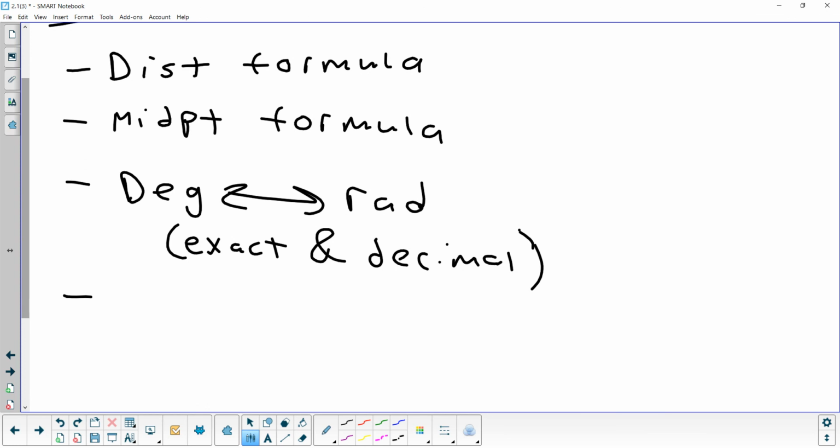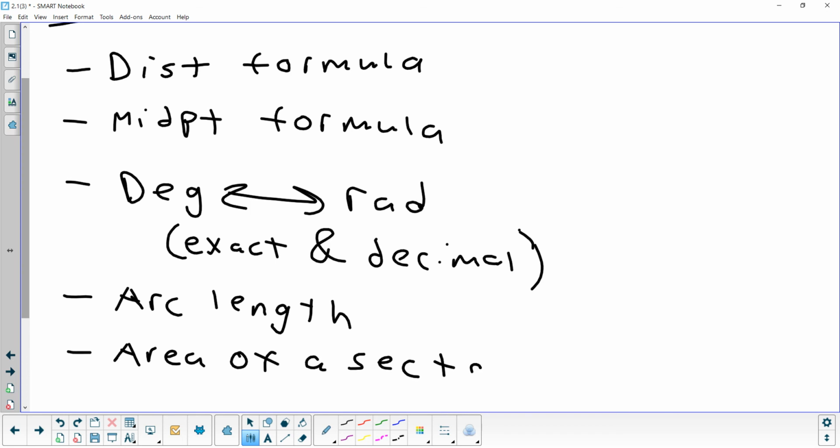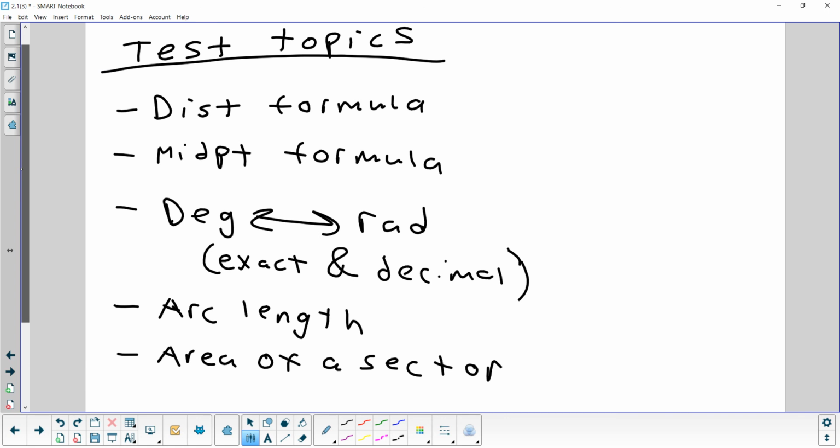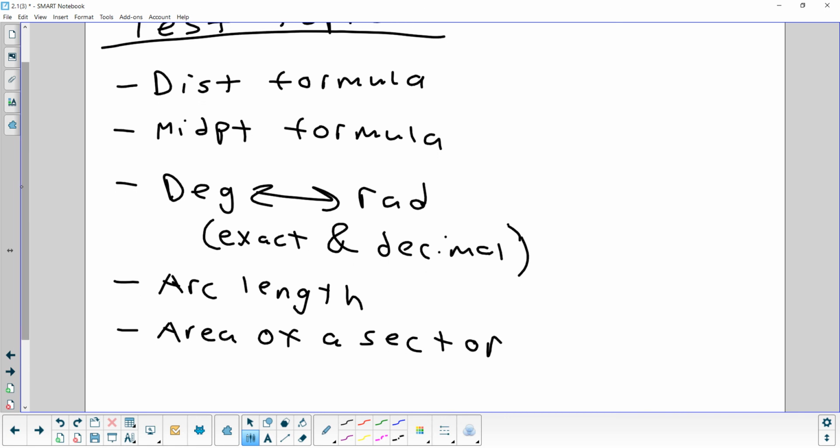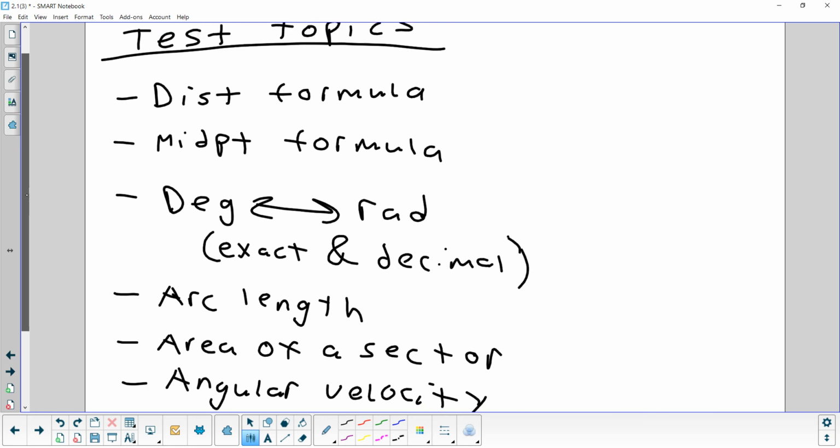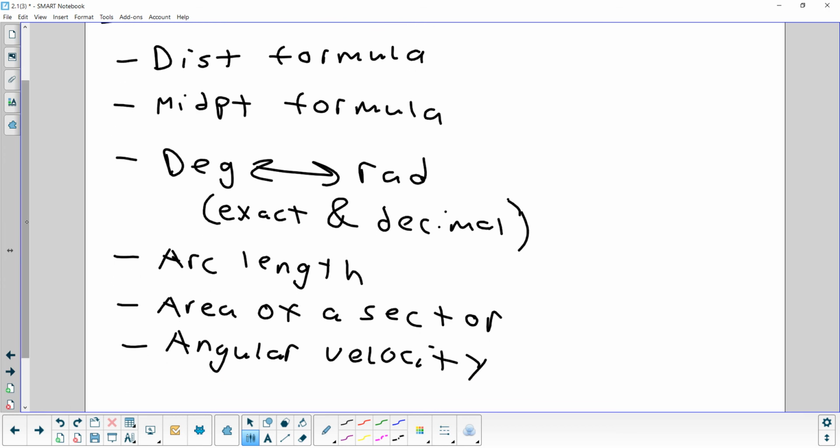What else did we do? Arc length. Area of a sector. And the last thing we did, that was today, angular velocity. So those are the different topics that will be on the test. It'll be a mixture. There'll be some multiple choice, there'll also be some kind of short answer type. And it will be on Edge Elastic. So make sure tomorrow that you come in, your Chromebook is charged. If you don't have a Chromebook charged, unless you can get one from the library, you will not be able to take the test.